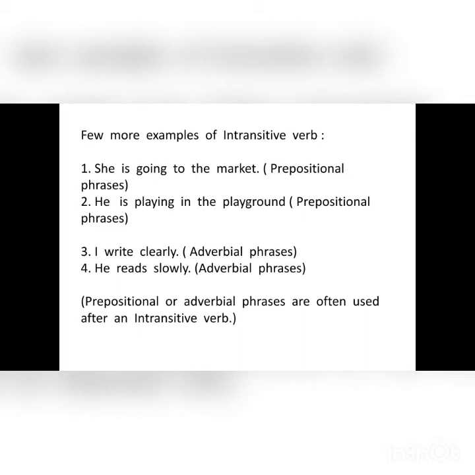Now see the third one. I write clearly. So I here is the subject. Write here is the intransitive verb. And clearly here is an adverbial phrase. Fourth is, he reads slowly. He here is the subject. Reads here is an example of an intransitive verb. And slowly again here is the adverbial phrase. Prepositional or adverbial phrases are often used after an intransitive verb.